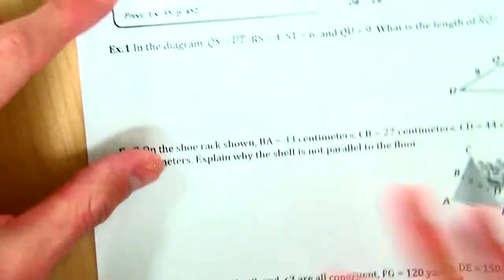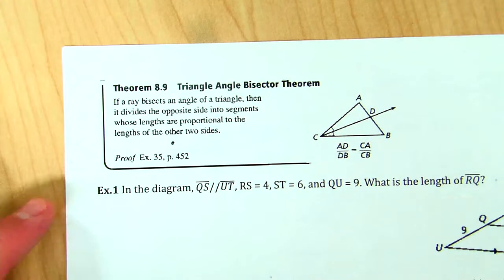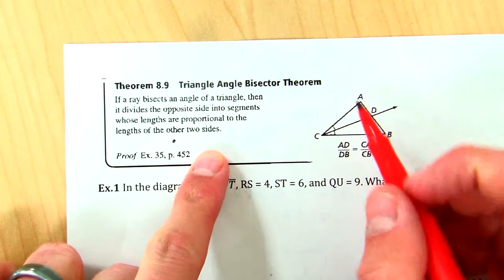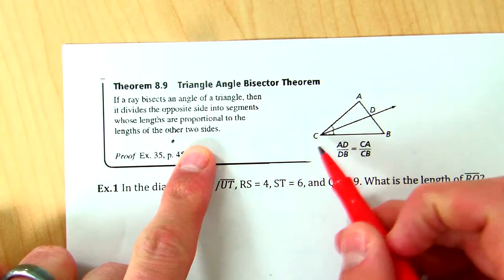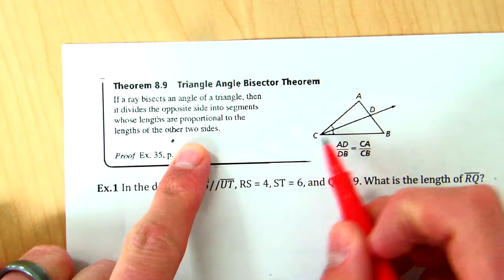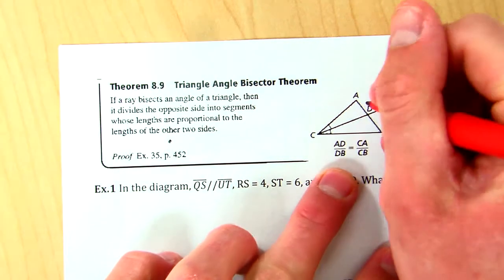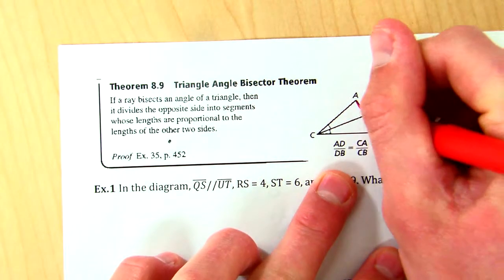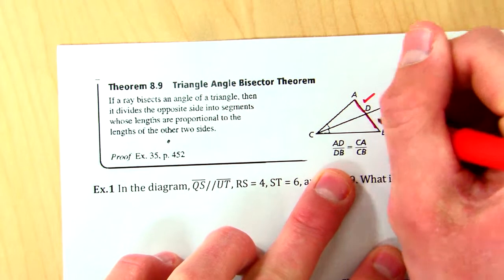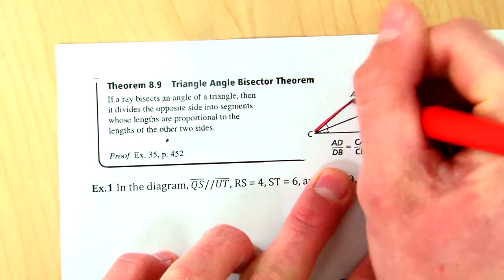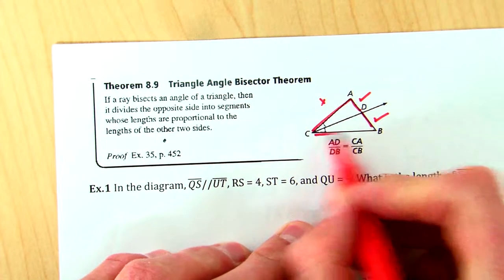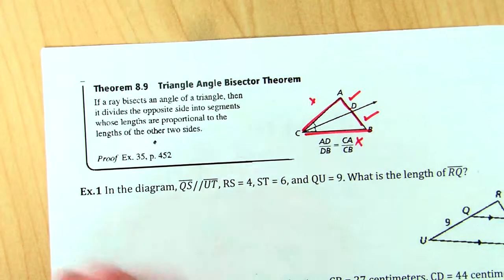There is one more, the triangle angle bisector theorem, which once again, if a ray is bisecting an angle here, then you will also have some proportionality going on, so that AD over DB, this one over this one, will be proportional to AC over BC. Those two right there.